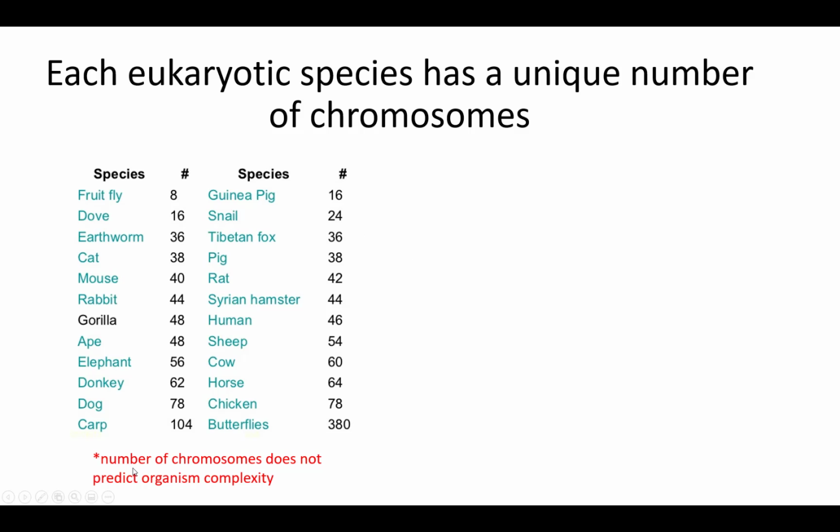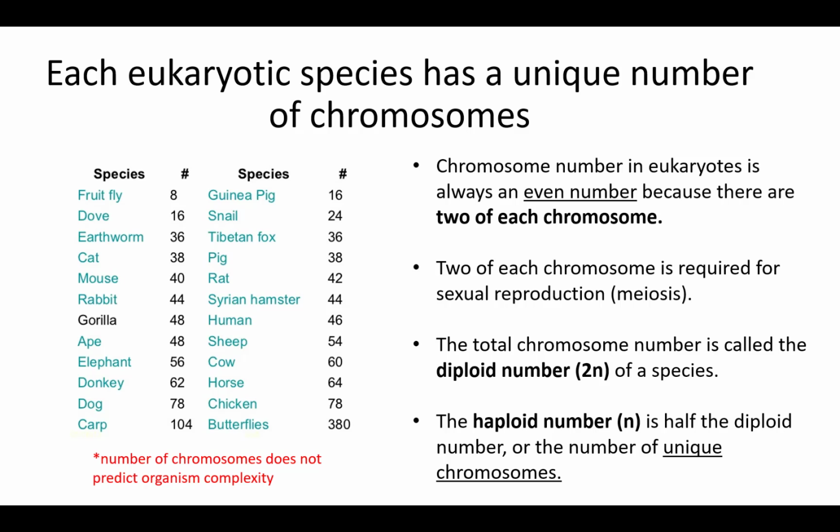Something you might notice here is that all of the chromosome numbers are even numbers, and there's a reason for that. The reason that eukaryotic cells have an even number of chromosomes is because there are 2 of every single chromosome. So in order to be able to undergo sexual reproduction via the process of meiosis, you have to have 2 of each chromosome.